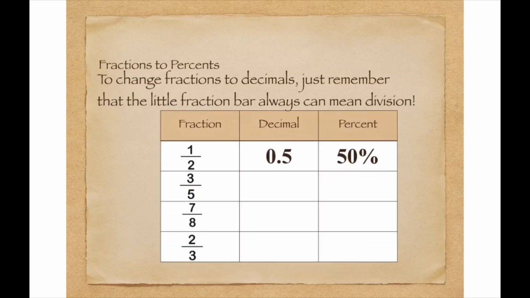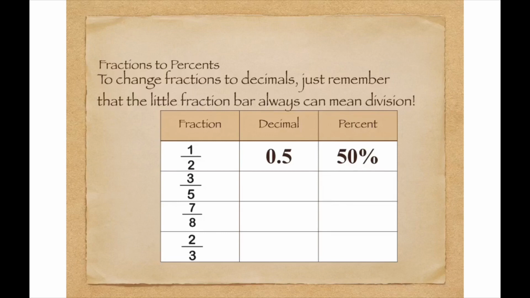Okay, so now we've had 2 rules. We know percent to decimal is 2 to the left. Decimal to percent is just the opposite. And now we go to fractions to percents. How do you change fractions to percents? Well, you divide them. Just remember that the little fraction bar always can mean division. So when you look at a fraction like this, this is 1 over 2, which is actually called 1/2. But you can also think of that fraction bar as meaning division, whenever you want to.